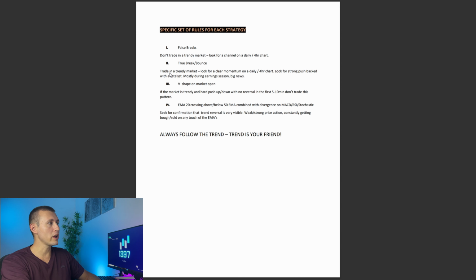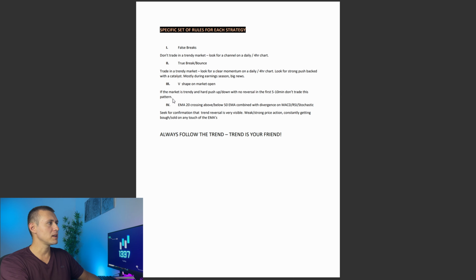Then it says true break bounce. Trade in a trendy market, look for clear momentum on a daily or 4-hour chart, look for a strong push back with a catalyst, mostly during earning seasons, big news, etc. This is kind of the opposite of a false break. You want to trade it when there are those big movements, when there's big news accumulating and coming up, and when it's finally revealed, boom, you have these explosive movements. That's when you want to trade these true breaks, which break through all these key market levels.